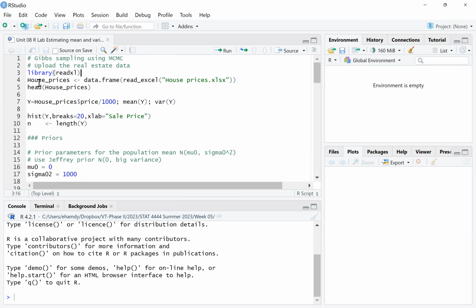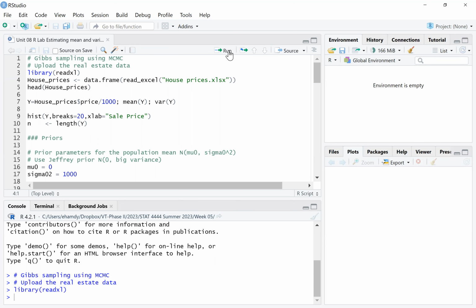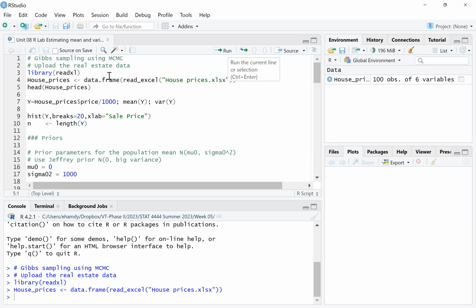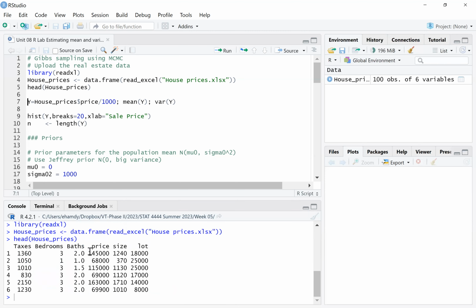So let me load the library and read the data, and then you give the path of the data on your computer. The data will be uploaded on Canvas, so you download it, and then you download the R code, and you practice on the R code by uploading the data set and working on it. Now I read the data, make it a data frame, and let's see the head, the first 6 observations of each variable. The first variable is taxes, the second one is bedroom, the third one is baths, then price of the house, size of the house, the lot size, and so on.